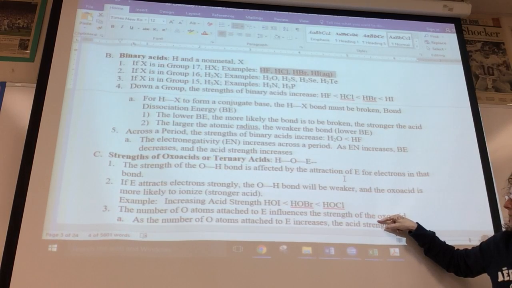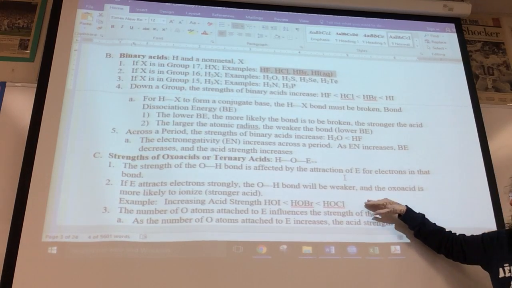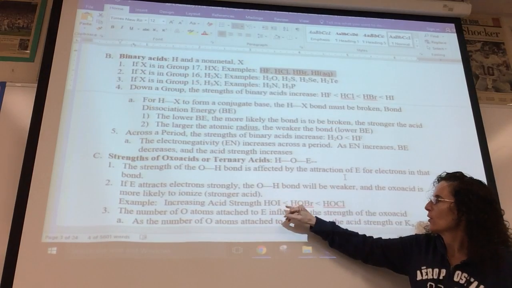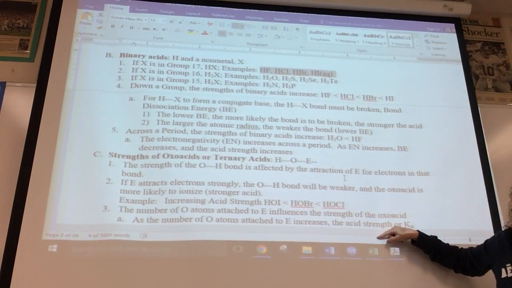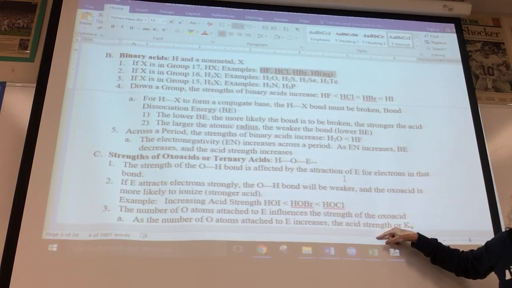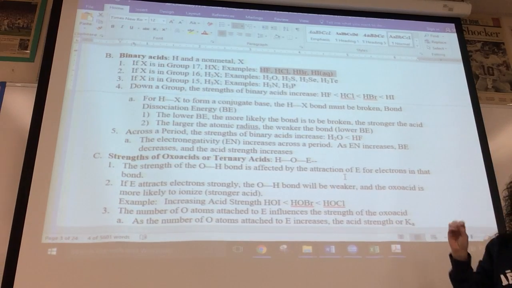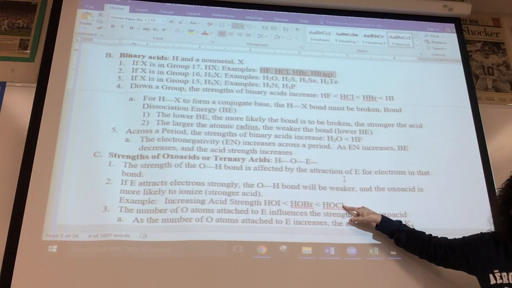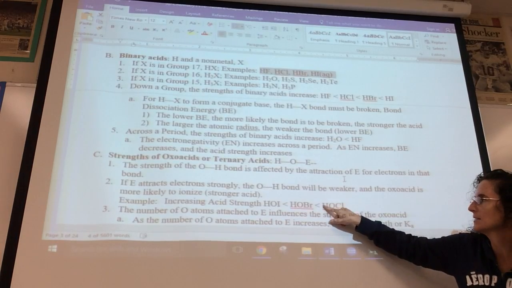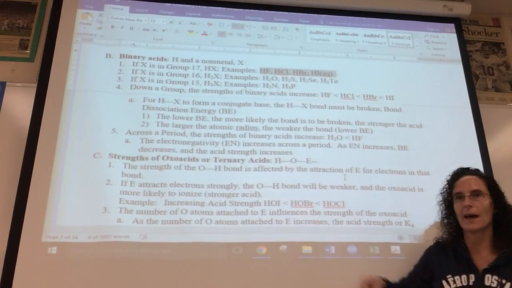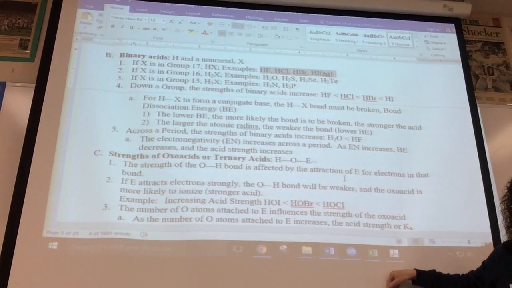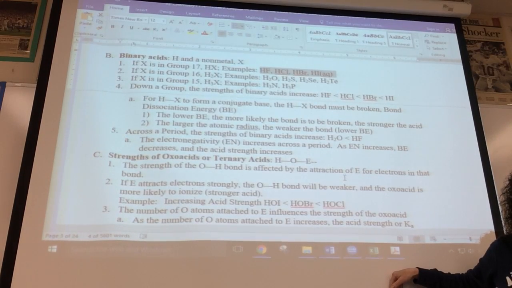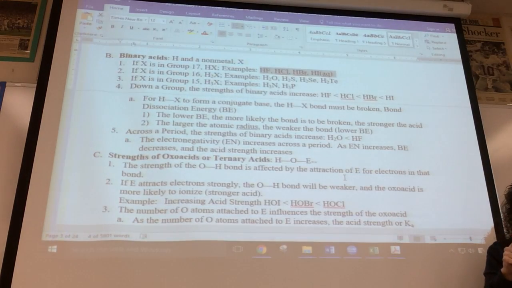Wait, what? Did I do it wrong? No, it's supposed to increase, right? Let's say it again. We know as you go down a group, the electronegativity decreases. So the more electronegative element draws the electrons more to itself, weakening the bond. So this acid is stronger than that one. So as you go down a group, the acid strength decreases. No, I said it right.